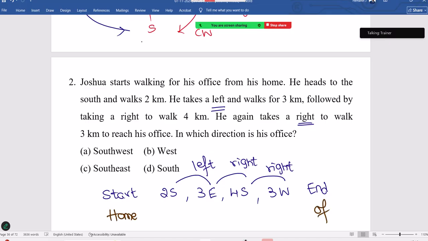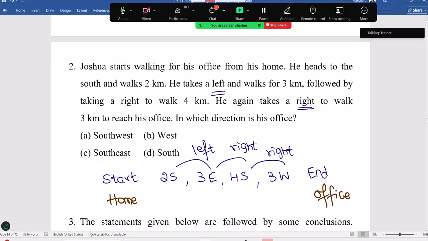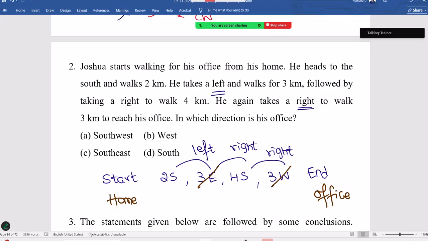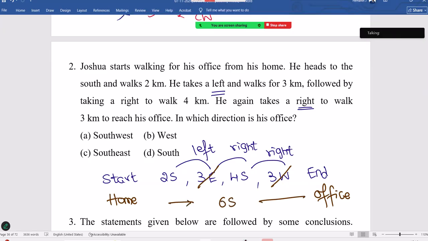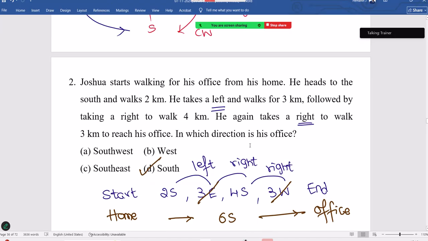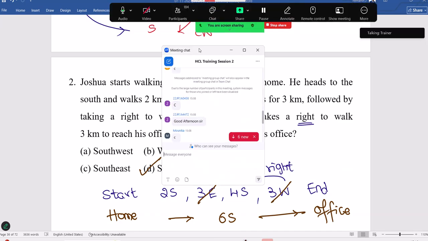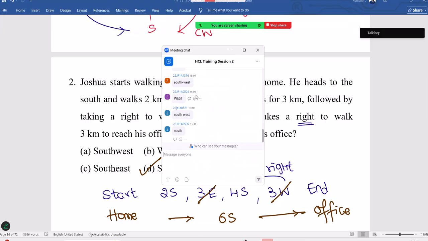Now what you have to do, this is without diagram. East and west both are opposite, 3 and 3 cancel. 2 south, 4 south, totally 6 south. So from home, office is south direction and distance is 6 kilometers. The shortest distance from home to office is 6 kilometers and direction is south. It's not southwest, answer is south only.